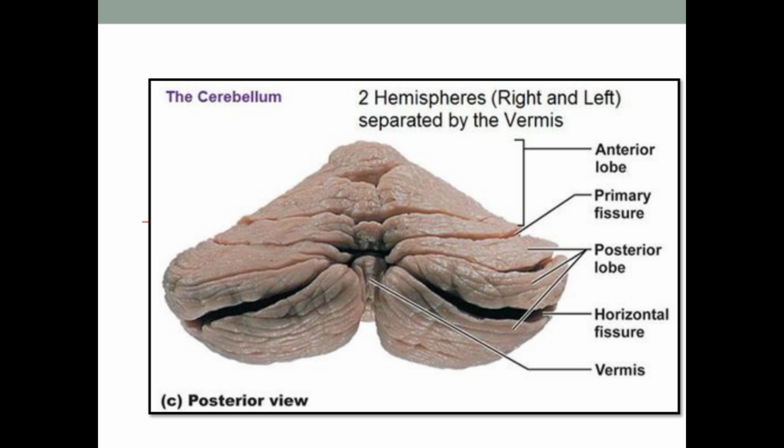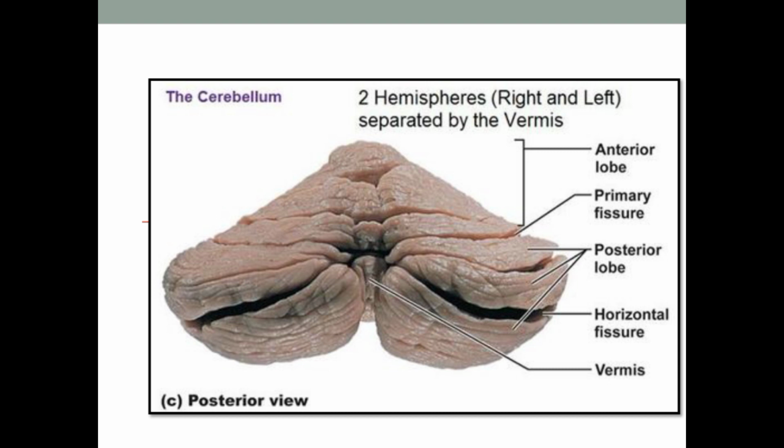The fissure you are seeing here is called the primary fissure. The primary fissure divides the cerebellum: above the primary fissure, the part is called the anterior lobe, and below it is the posterior lobe. The next fissure, which divides it into superior and inferior parts, is called the horizontal fissure. There is one more, the posterior fissure, below which is a lobe called the flocculonodular lobe.